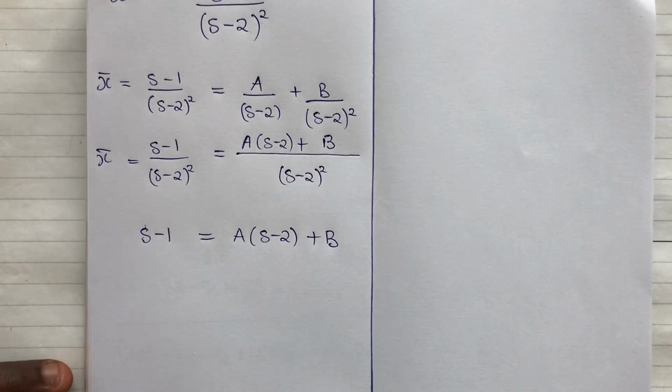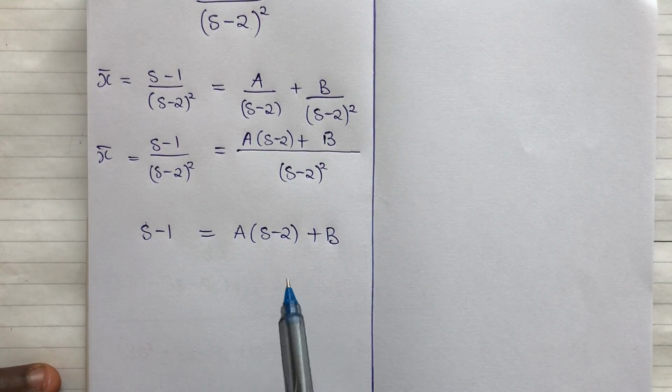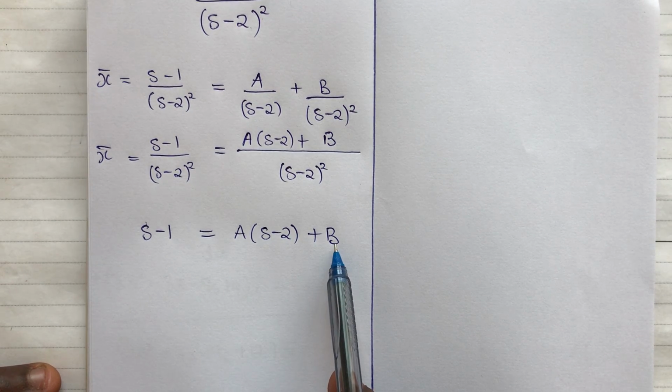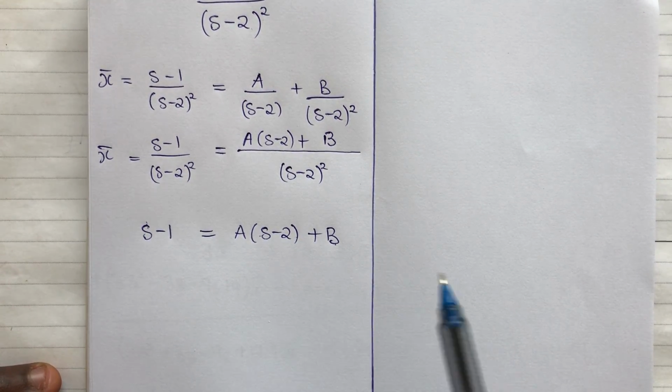Now we need to find the value of a and b. We can apply cover up method here. So to apply cover up method, we can cover a and then find for b. So how do you cover? Pick the bracket, equate it to 0.